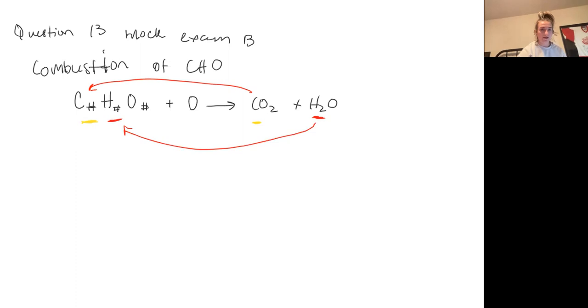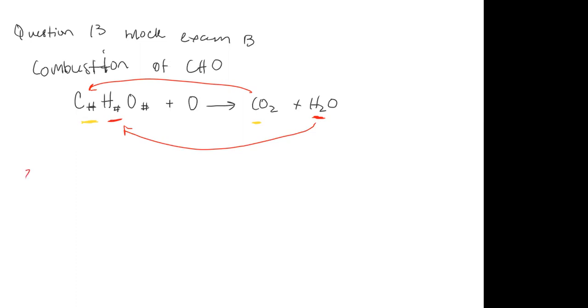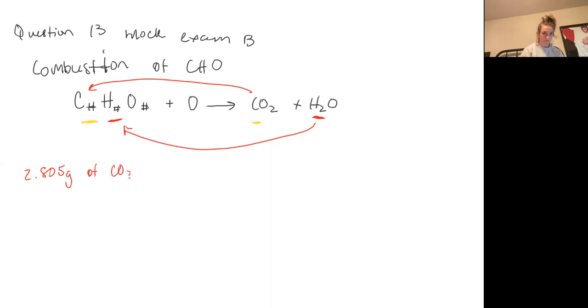So we're given that we had 2.805 grams of CO2. We're going to use the molar mass to get to moles. So we have 1 mole of CO2 is equal to 44.01 grams of CO2.